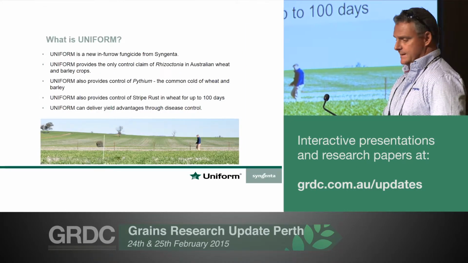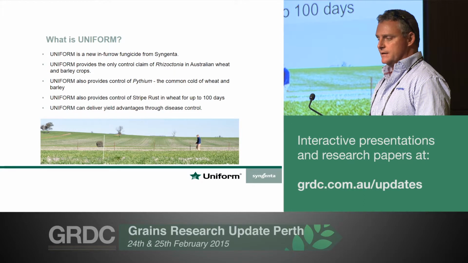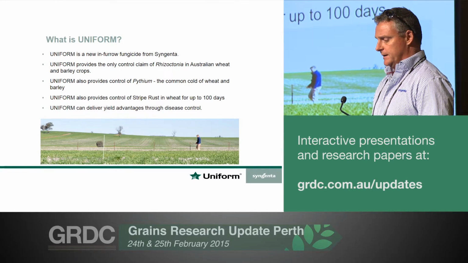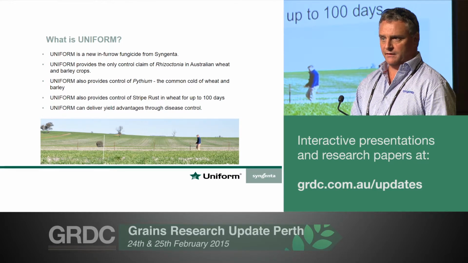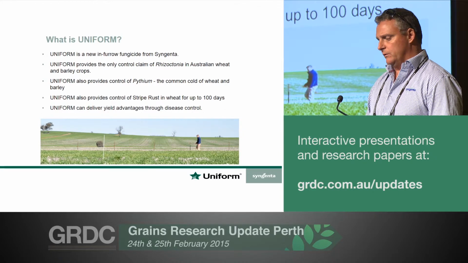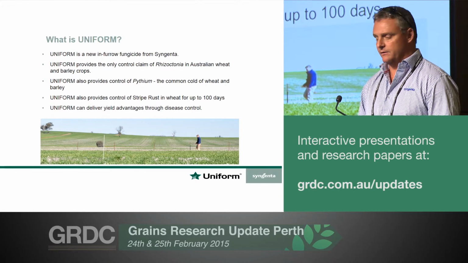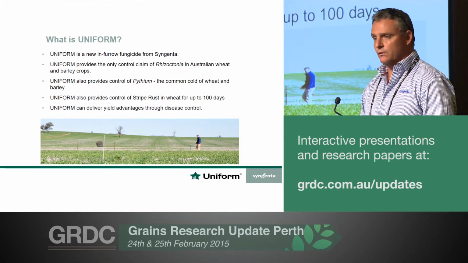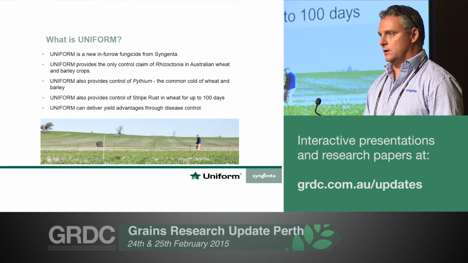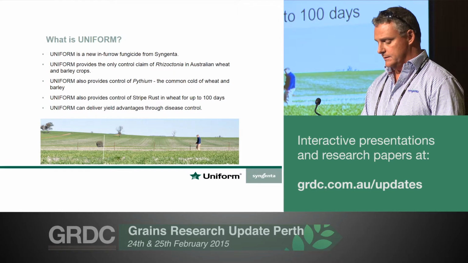What is Uniform? As stated, it's the new in-furrow fungicide from Syngenta and provides the only control claim of Rhizoctonia, also providing control of Pythium, also known as the common cold of wheat and barley, both of which add to the yield benefits attributed to this product. Uniform also provides control of stripe rust up to 100 days and also has benefits on yellow leaf spot and other diseases.